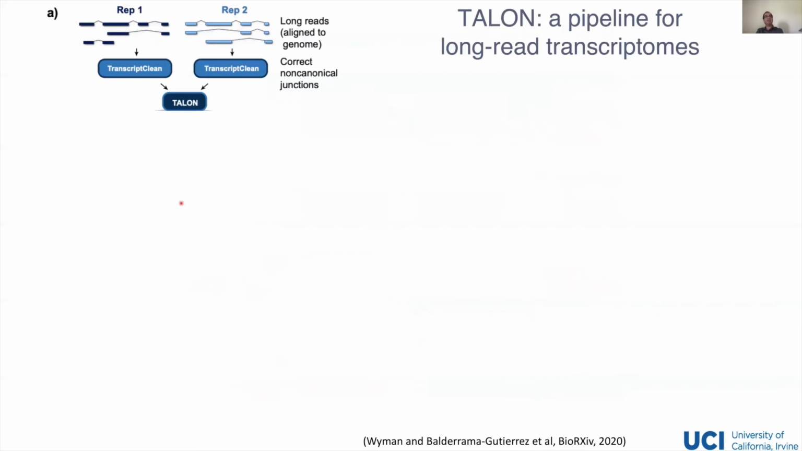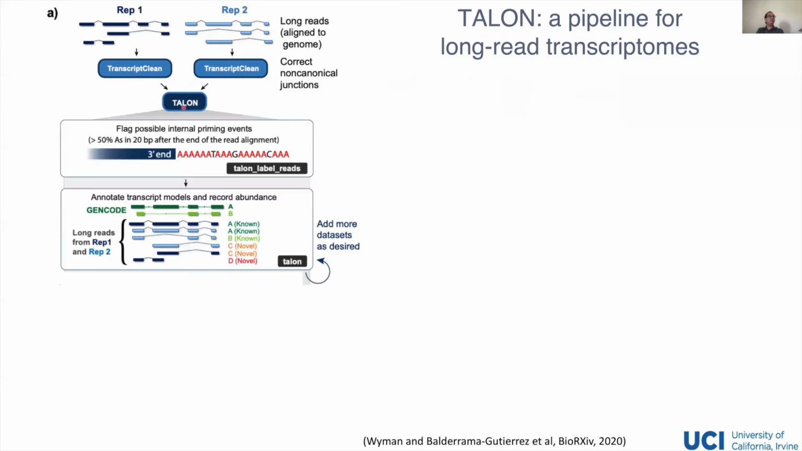The TALON pipeline actually starts from reads that have been processed and mapped onto the genome using a package such as Minimap. Then those reads are cleaned using another package from my lab called TranscriptClean, which corrects for small indels and non-canonical splice junctions so that we have the best possible data to feed into TALON. TALON itself first starts by looking for internal priming events. We've noticed that a lot of the ISMs I've mentioned that are prefix ISMs seem to have issues related to internal priming, and so we track that so that we can decide whether to filter based on evidence of internal priming.